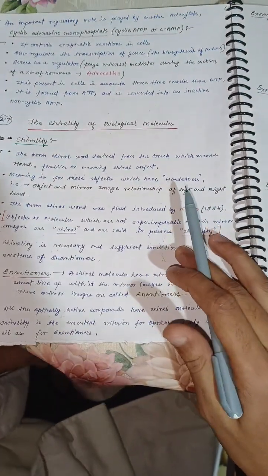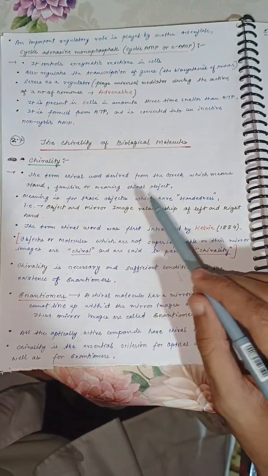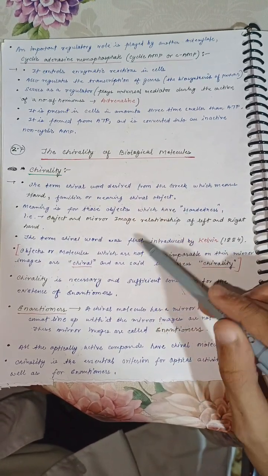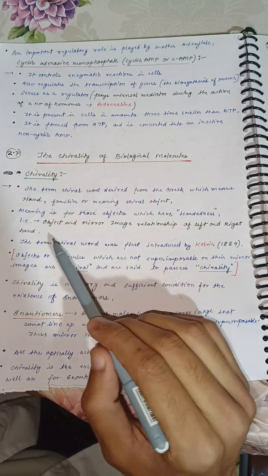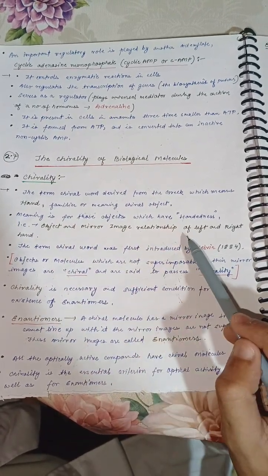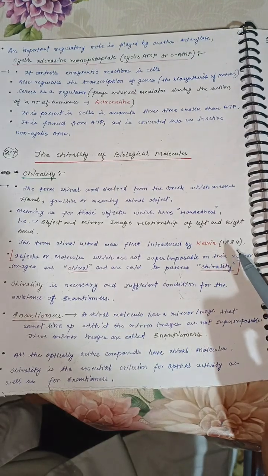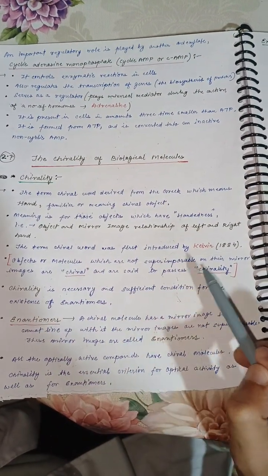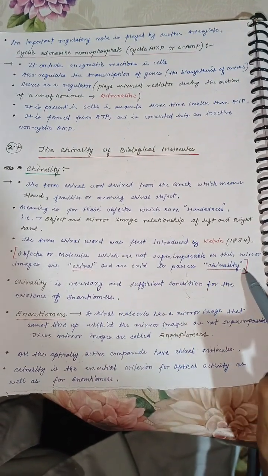My second topic is chirality of biological molecules. The word chiral is derived from the Greek word meaning hand. It is used for objects which have handedness, like an object and its mirror image, or the left and right hand. The term chiral was first introduced by Kelvin in 1884. Objects or molecules which are not superimposable on their mirror images are chiral and are said to possess chirality.